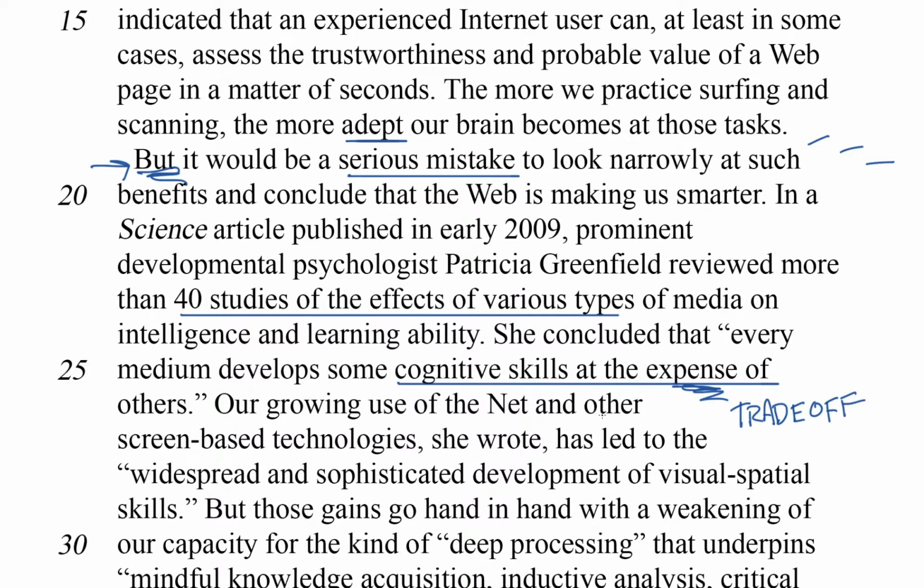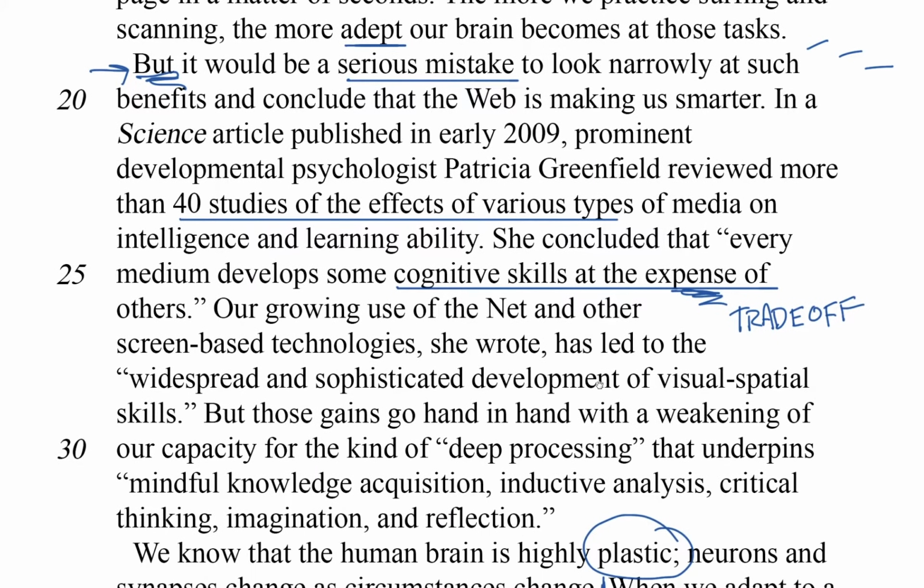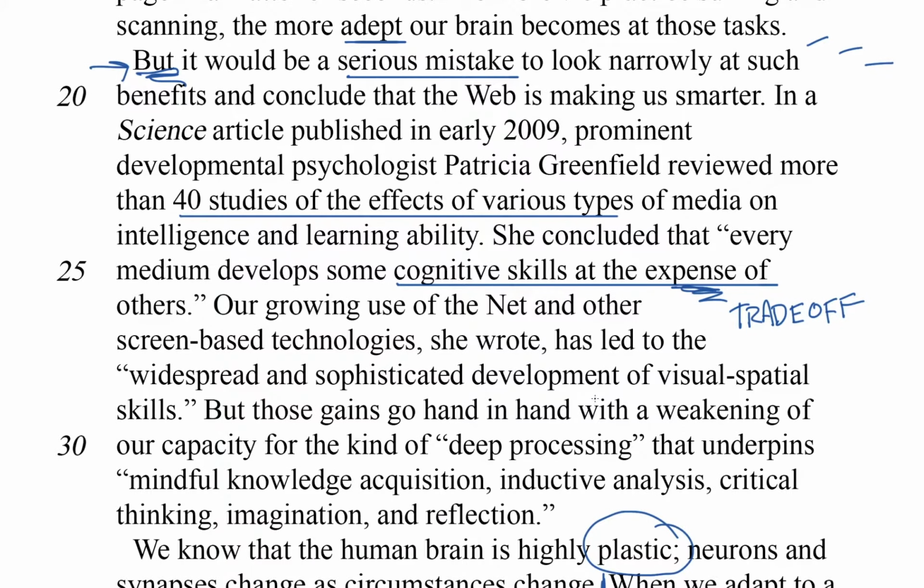Our growing use of the net and other screen-based technologies, she wrote, has led to the widespread and sophisticated development of visual spatial skills. But, always look for transition words like but, those gains go hand in hand with a weakening of our capacity for the kind of deep processing that underpins mindful knowledge acquisition, inductive analysis, critical thinking, imagination, and reflection. Yeah, wow, that's a big call out, right? So we're good at some stuff, but are we getting smarter?